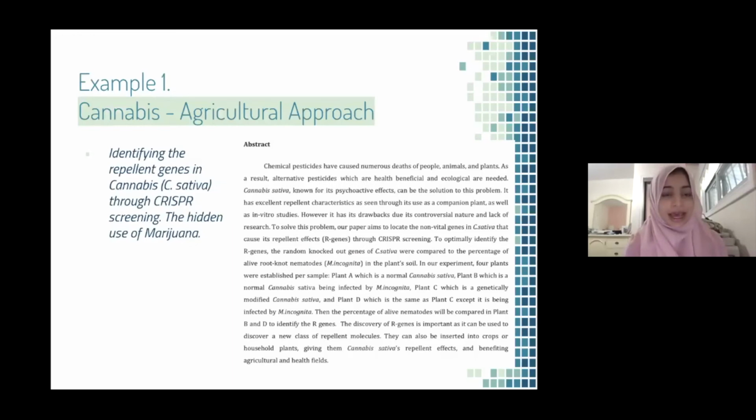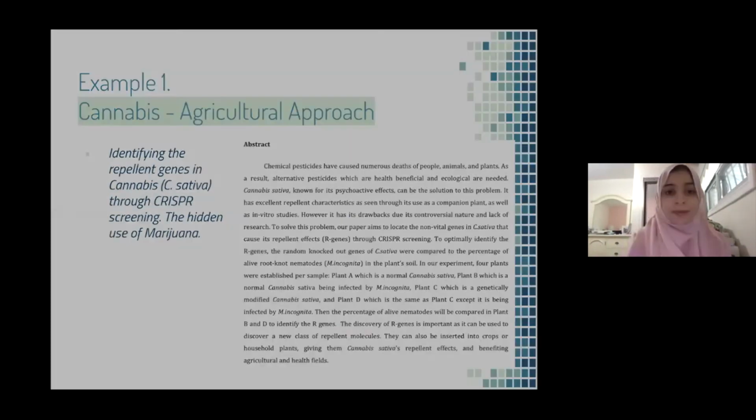The next step, so before I go on, I have two examples of basically abstracts that were submitted, I think, 2 years ago for when the topic was cannabis. And so this team had approached it with an agricultural kind of approach in mind. And I'll just read the title: Identifying the Repellent Genes in Cannabis Through CRISPR Screening, the Hidden Use of Marijuana. So this is an agricultural approach. And if you're interested in that, this is something you could look into.